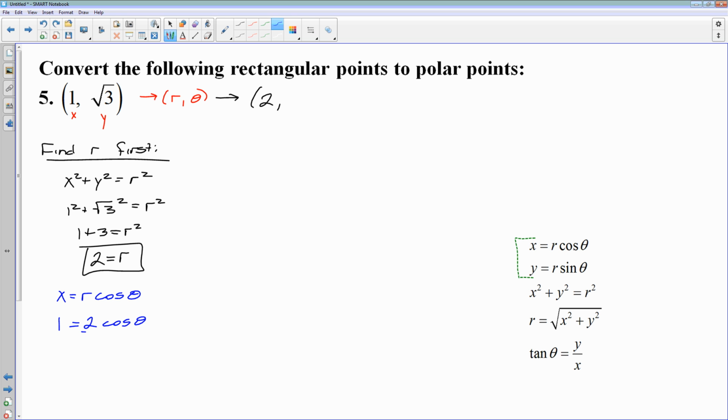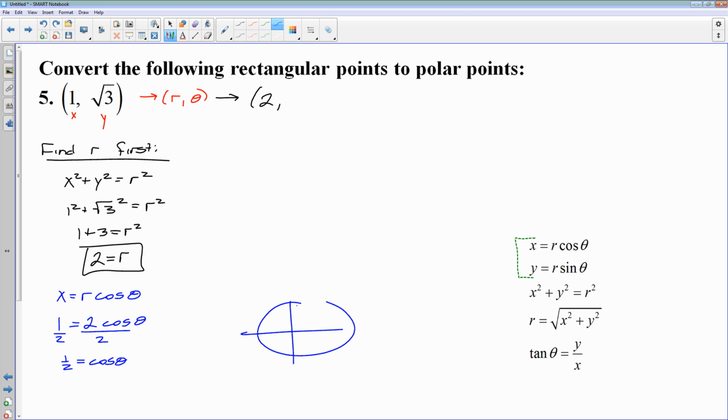And then we need to solve for theta. So I'm going to divide by 2. You get 1/2 equals cosine theta. And we could throw that in the calculator, but I'm pretty smart. I know that 1/2 is all over the unit circle. I just have to find the place where the x-coordinate is 1/2.